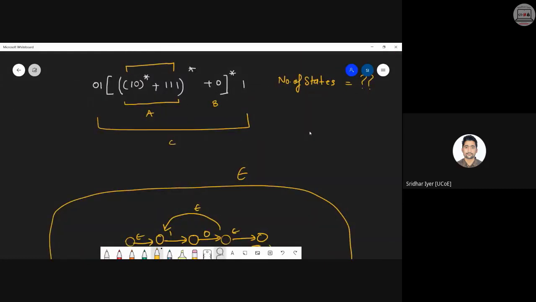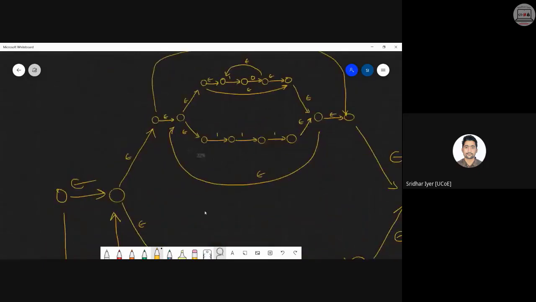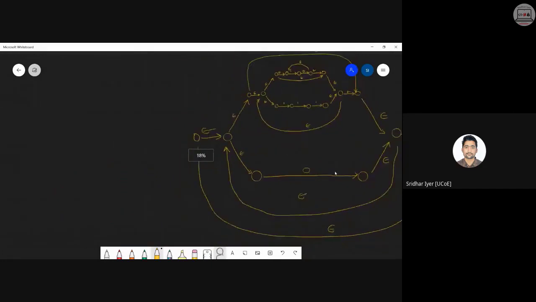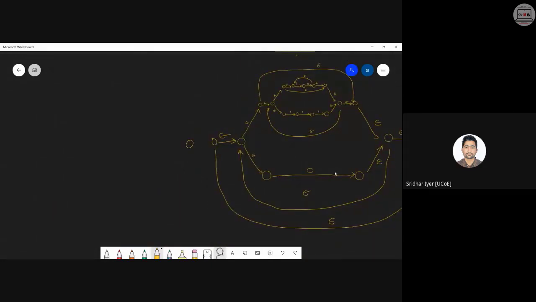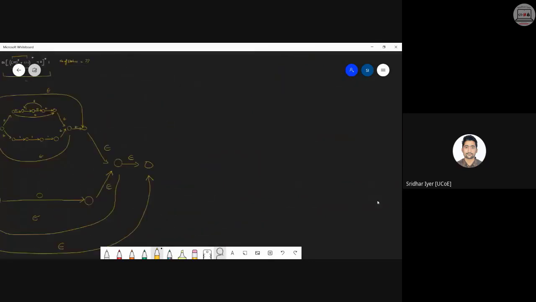Now what we need to do is add 0, 1 at the beginning and 1 at the end. It's very simple now. We simply need to add 0 and 1 at the beginning. So it will be 1 over here, and it will be 0 over here. So this is nothing but the start state. And at the end, we simply have one more 1.